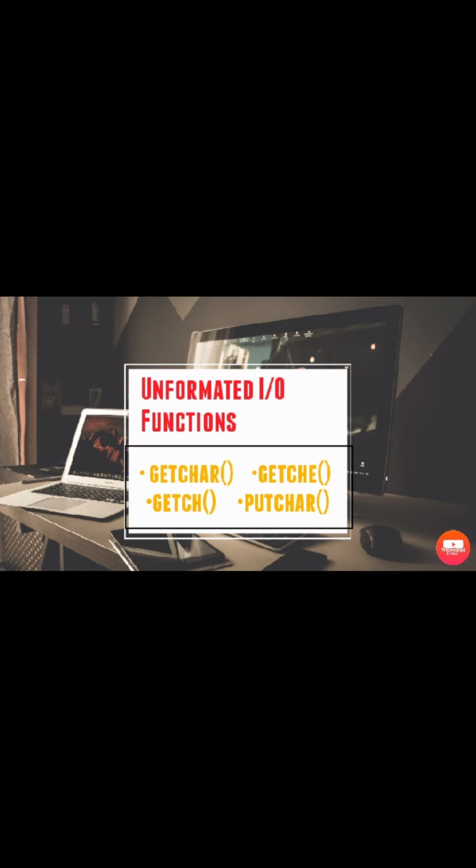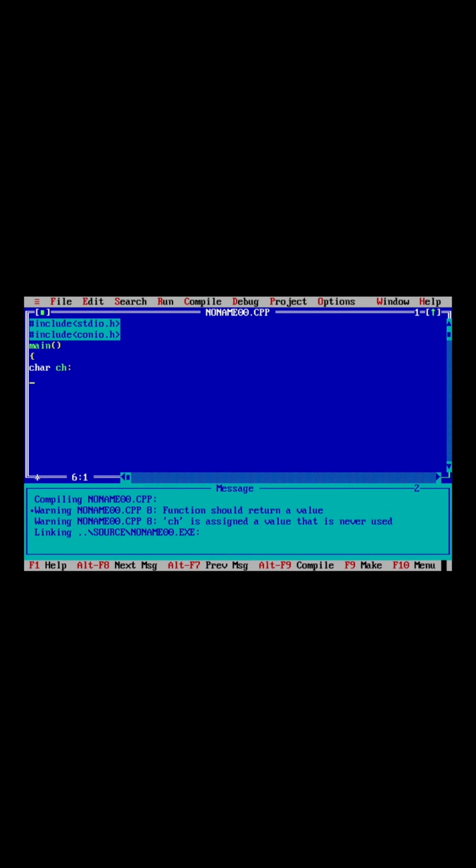getch. This function is also a single character input function. It also reads a single character at a time from the standard input device. The general syntax is character variable equals getch. Following is an example of getch.